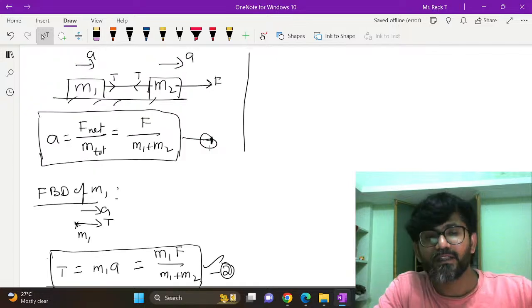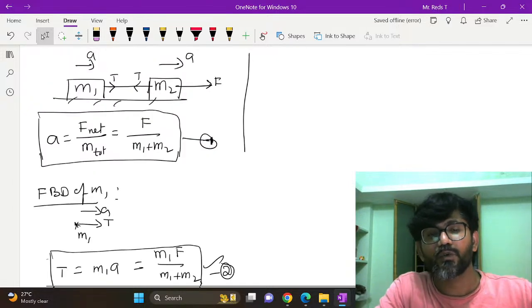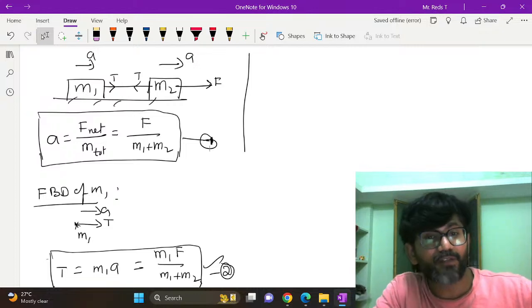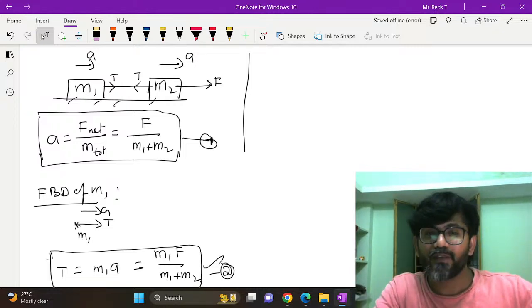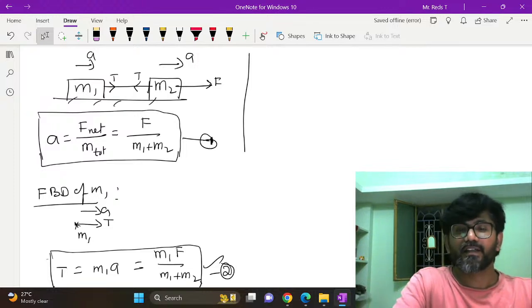So this is another simple case of two connected bodies on a horizontal surface. Three bodies also you can. I am giving you a hint. You guys can try it.